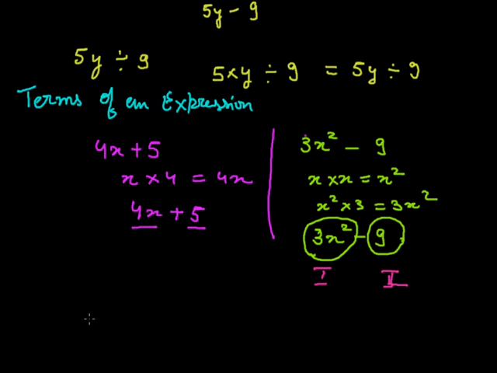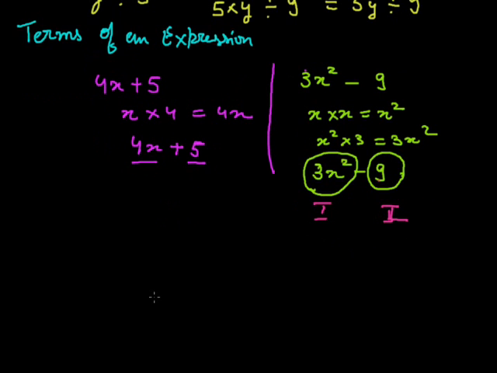Thus the terms are such parts of an expression which are formed separately first, then added, and are known as terms. That is, first we have formed the first part, that is 3x square, then we have added the second part, that is minus 9, to it. Let us see one more example.